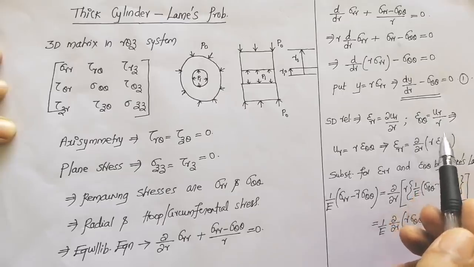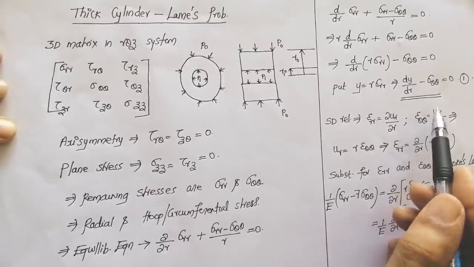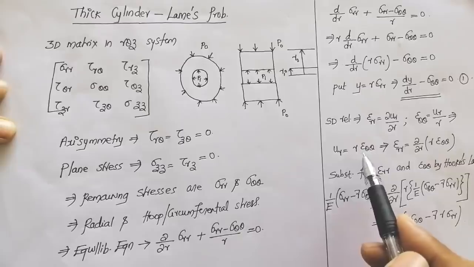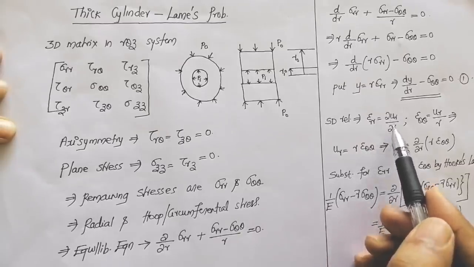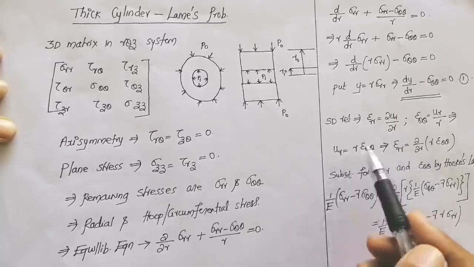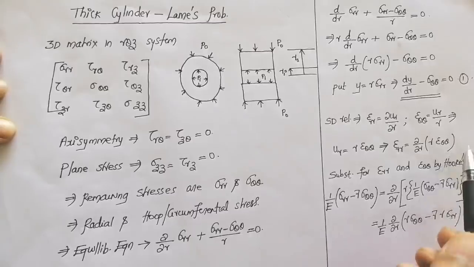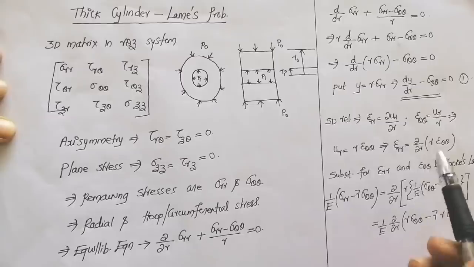Why? Because this is a case of axisymmetry. So dou by dou theta equal to 0. So remaining we are getting epsilon theta theta equal to u r by r only. Which means u r is equal to r epsilon theta theta. So which means epsilon rr is equal to dou by dou r of u r. So this u r I am substituting here. Remember, this is the standard procedure for solution of fixed cylinders and also for rotating discs. So this procedure you need to learn properly.